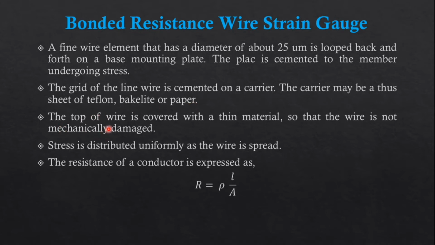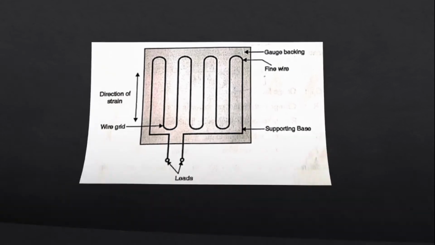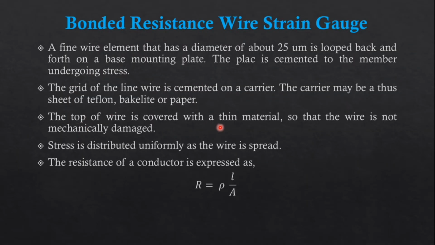The top of the wire is covered with a thin material, so the wire is not mechanically damaged. Over here we have a top that is mechanically covered with a thin plate, because we cannot damage our cables or wires through our force. And the second reason is that the force applied on this gauge is uniformly distributed. That's why we require to cover the top with a thin material. Stress is distributed uniformly as the wire is spread.